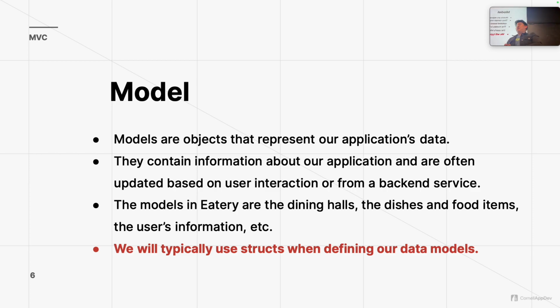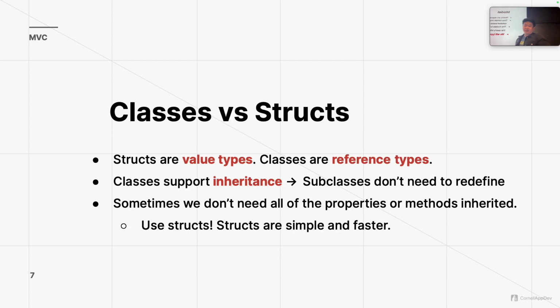In an app like Uplift, it might be the gyms, gym hours, things like that. So those are our data, and models are what we use to represent them. Typically, when we're using models in Swift specifically, we use structs when we're defining data models. So you may be asking, what is a struct?